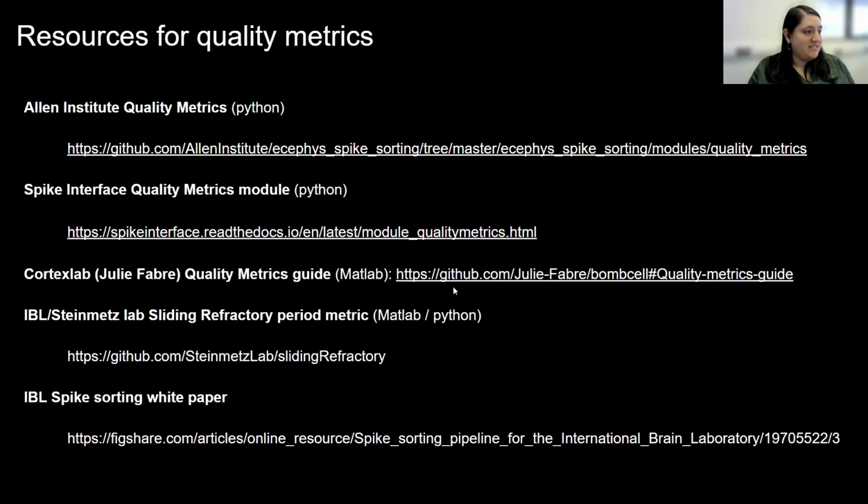Julie from Cortex Lab also has this great quality metrics guide on this GitHub repo. This is code in MATLAB. It's really fantastic. The IBL and Steinmetz lab have a sliding refractory period, which I briefly mentioned, which doesn't use this 2 millisecond assumption. I've linked the code for that, both in MATLAB and Python. And then the IBL uses a few metrics also for all of their data, and we have a white paper describing all of that, including our spike sorting pipeline as well. So feel free to take a look at that.